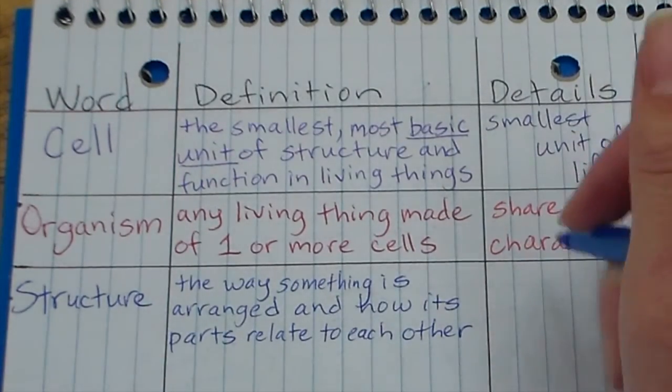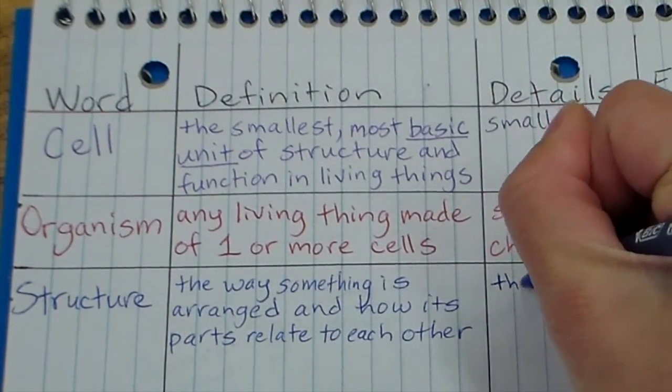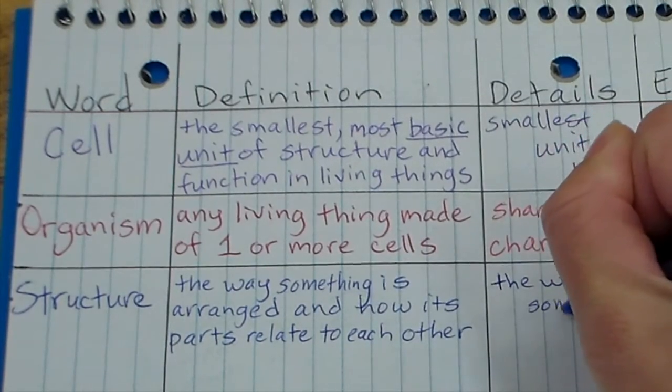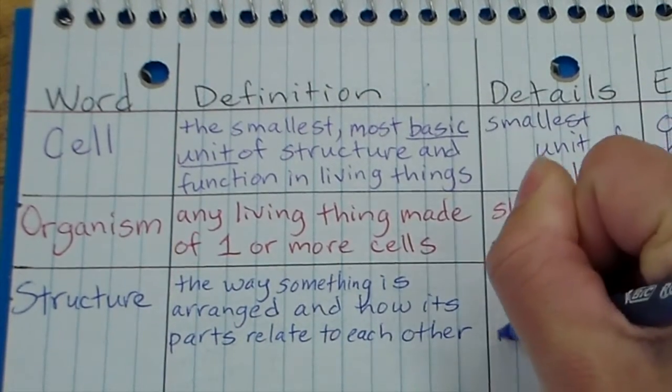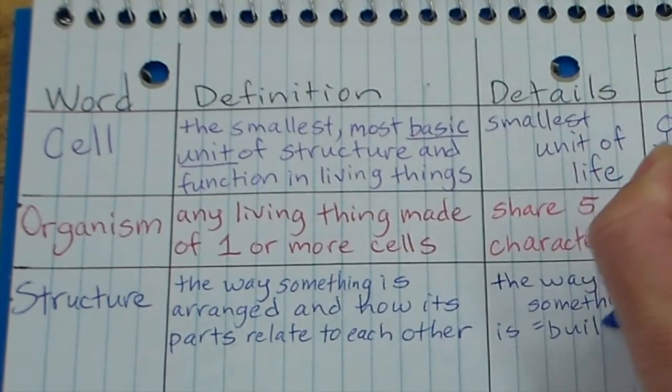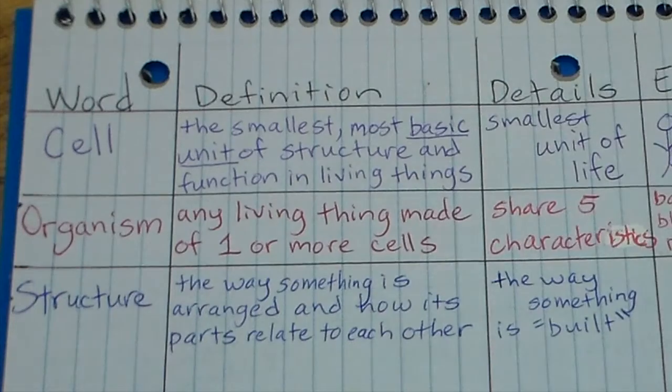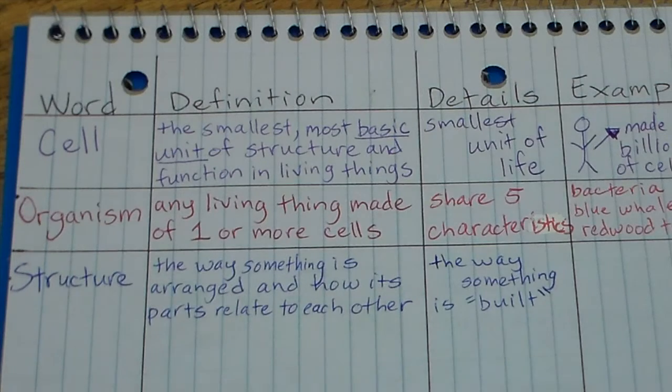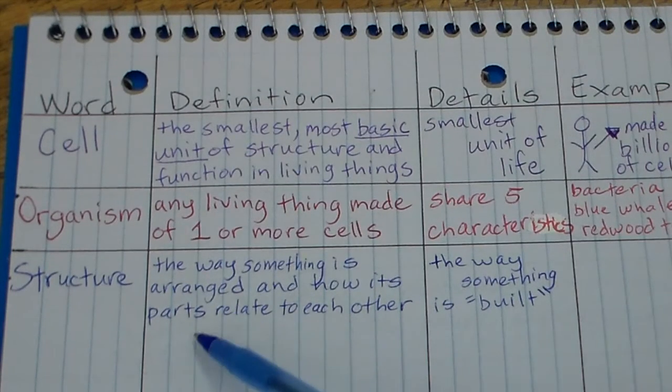So in the details here, I'm going to write the way something is built. So when you see on a quiz or a test, what is the structure that makes up a cell wall? It's asking you, what is the cell wall made of? What are its parts? How is it built? I'm going to give you an example of a normal object, not a cell-related object, that is obviously made of some parts, and the way that those parts are arranged gives the object its purpose.